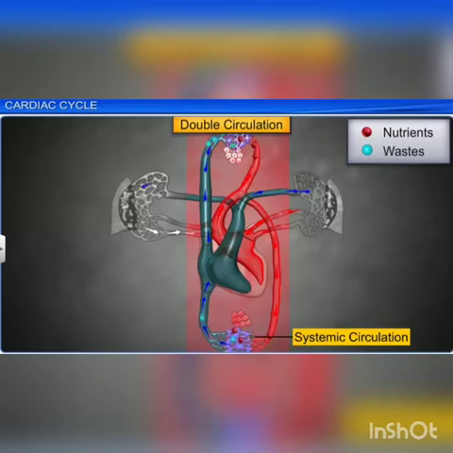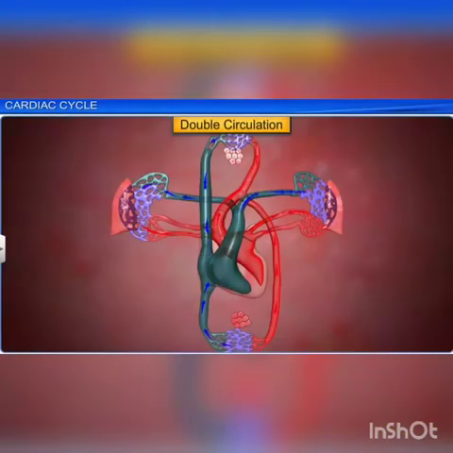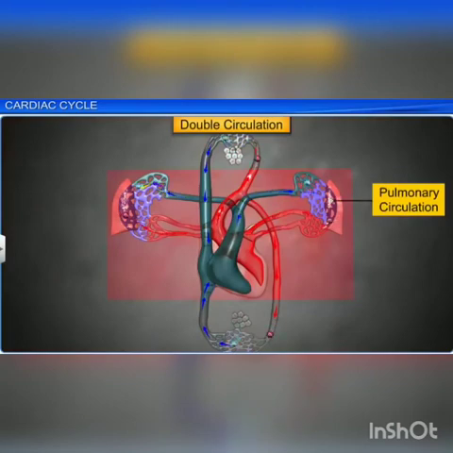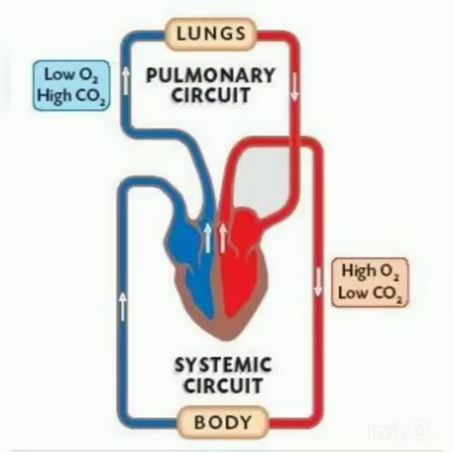In pulmonary circulation, here pulmonary means lungs, right? The blood from the heart is taken to the lungs by the pulmonary artery, and the oxygenated blood from the lungs is emptied into the left auricle by the pulmonary veins. So, double circulation includes both systemic as well as pulmonary circulation. So, completely separated circuits have more advantage.